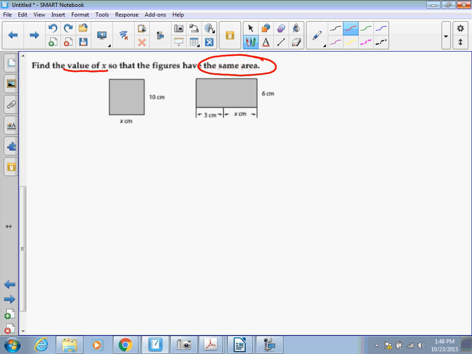And remember, we have the same. Okay? Same means equal. So I know the area. So if I have the area of the square, it needs to be equal to the area of the rectangle. That's what we're saying. That two pieces are equal. So let's go ahead and find the area. Well, no matter what, this is area equals length times width, and this is also area equals length times width.